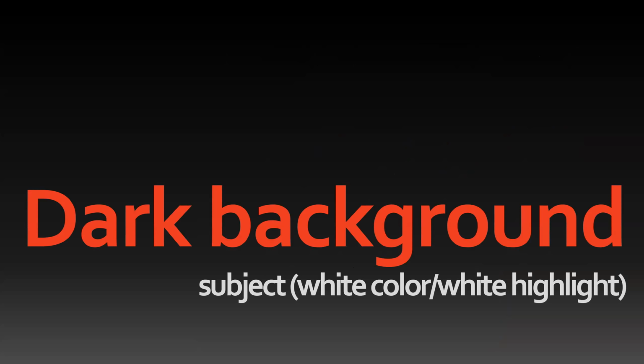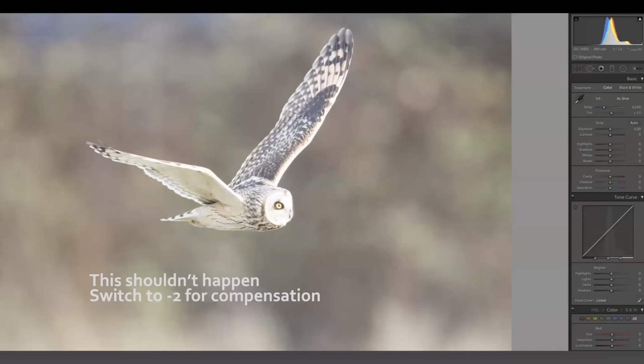For example, imagine there's a bright-colored short-eared owl flying in a dark background. With evaluative metering, matrix metering, the whole thing will be overexposed, which is okay most of the time if the animal is a little bit neutral in tone. But if the animal has white color, white feathers and so on, it will be blown over the top. And this is what happened.